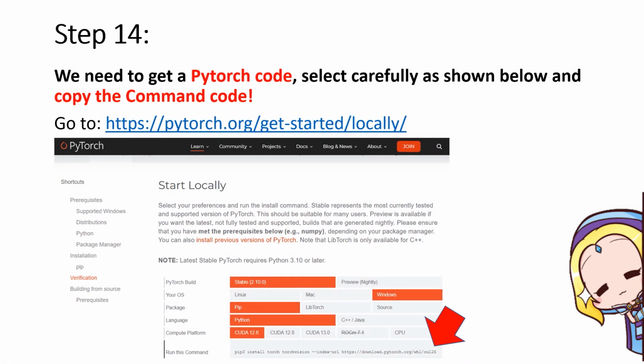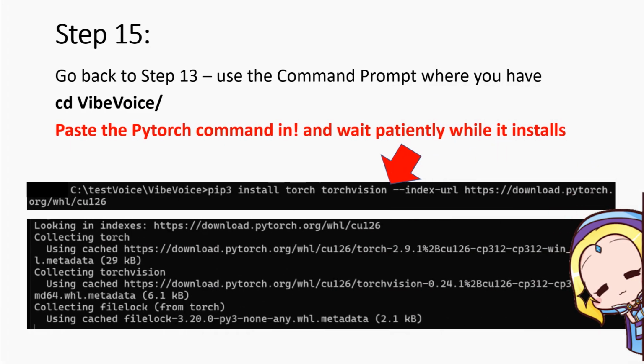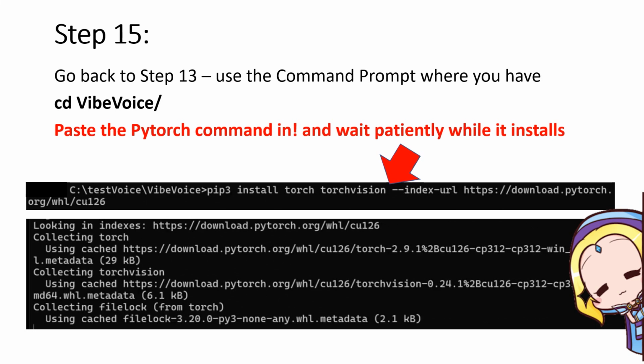Step 14 is to get a PyTorch code from this website. Copy the code on your screen and run it in the command prompt. Step 15 requires you to install the PyTorch command into the command prompt. Wait patiently while it installs.